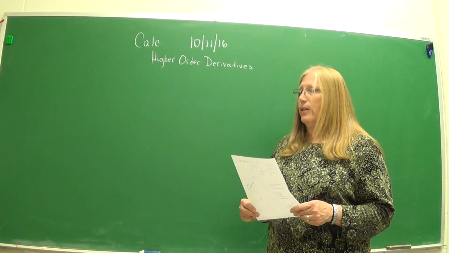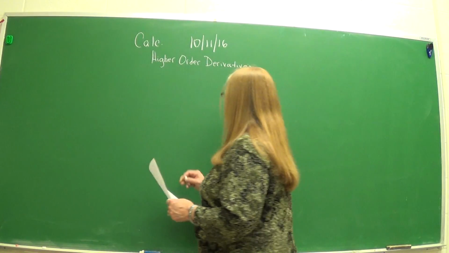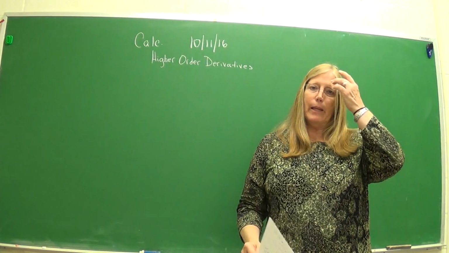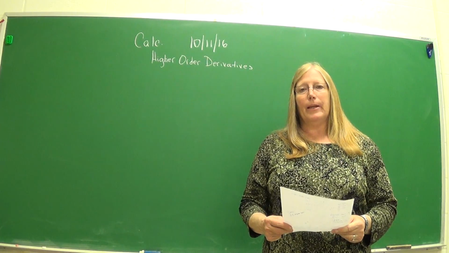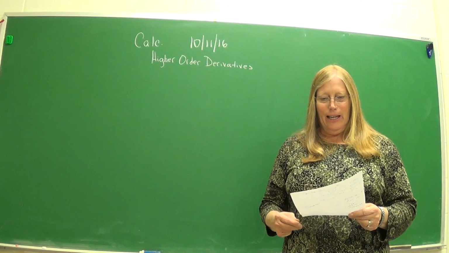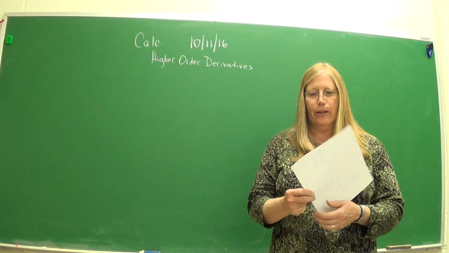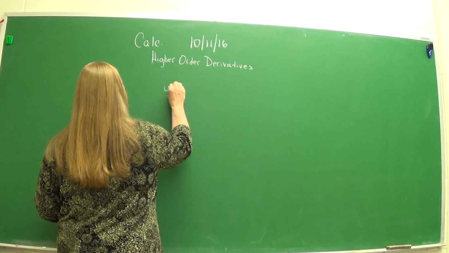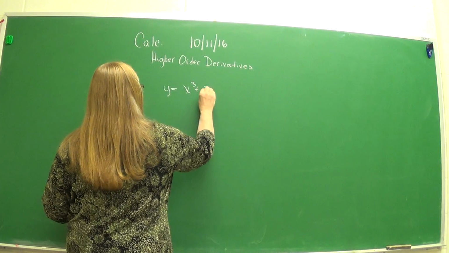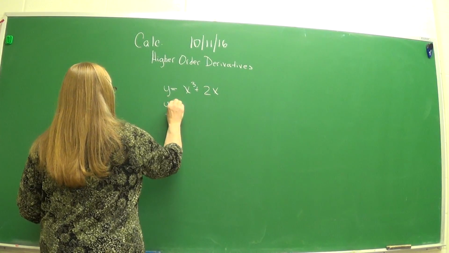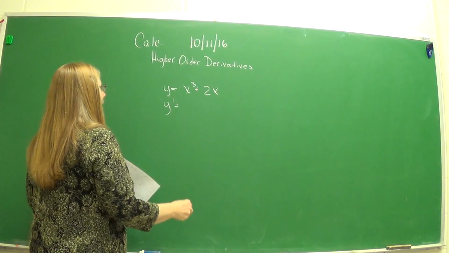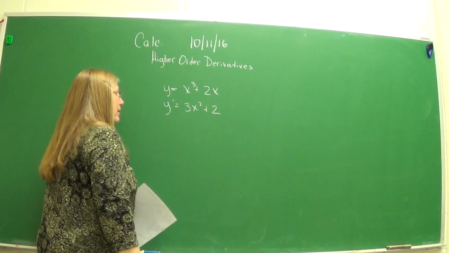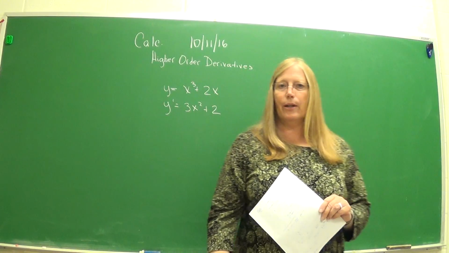Call this section of your comp book higher order derivatives. It won't take long to explain. When we have higher order derivatives, we take an example such as y equals x cubed plus 2x, and we take the first derivative and we get 3x squared plus 2, using the power rule in both of those terms.